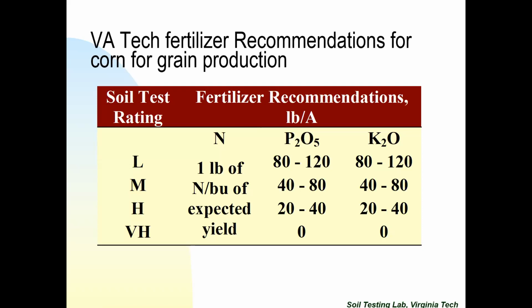Whereas nitrogen, again, we do not measure nitrogen in soil. It's based solely on the crop to be grown. And for corn, it's 1 pound of nitrogen per bushel.